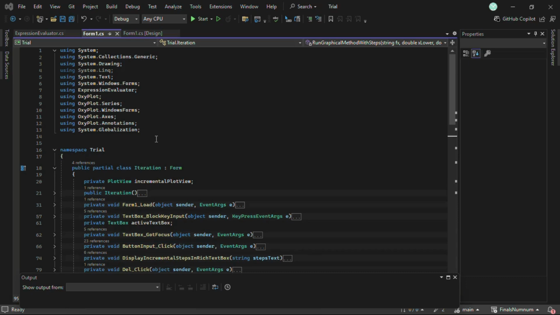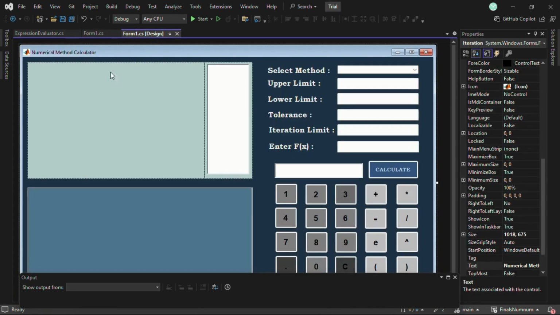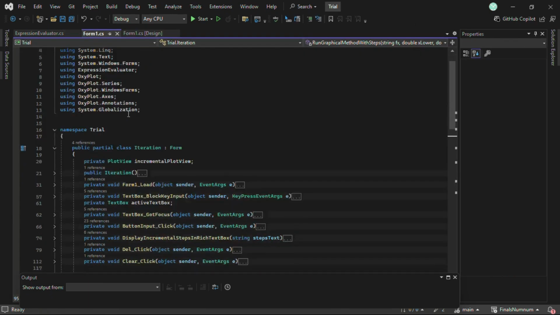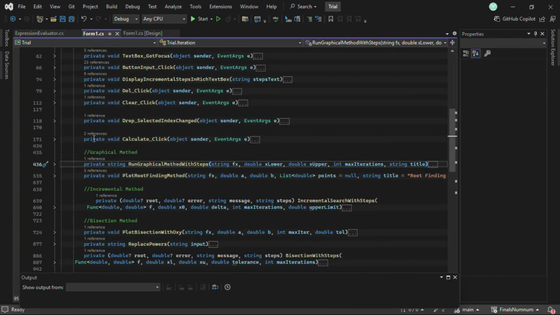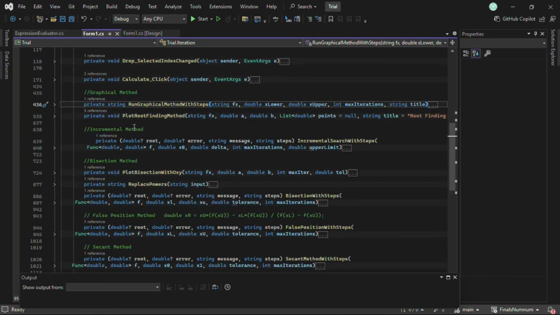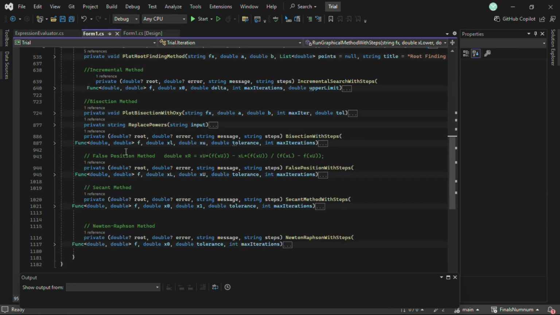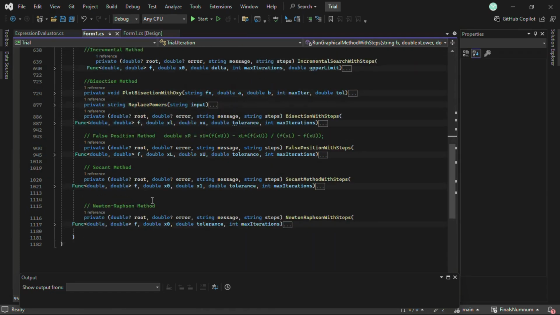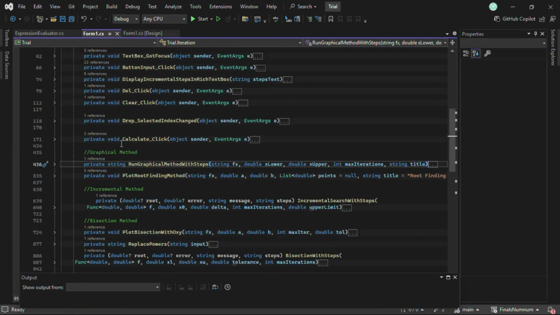Welcome to my C# programming in Windows Forms of a numerical method calculator. Here are my codes for my numerical methods: the graphical, incremental, bisection method, false position method, secant method, and Newton-Raphson method.